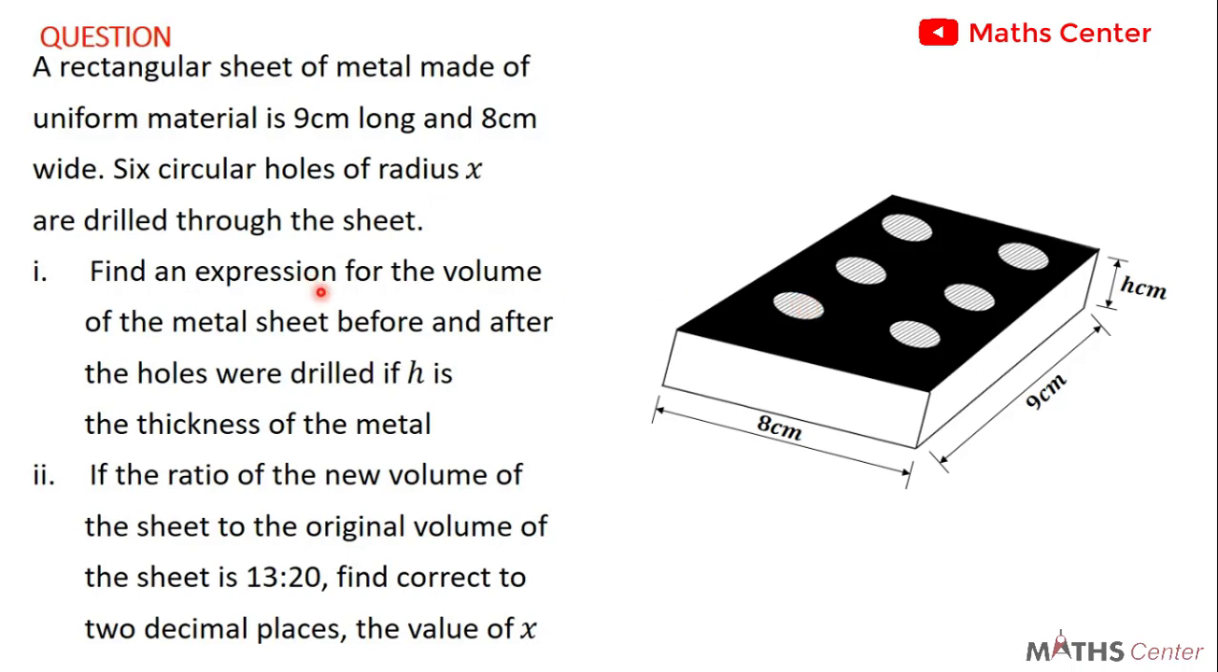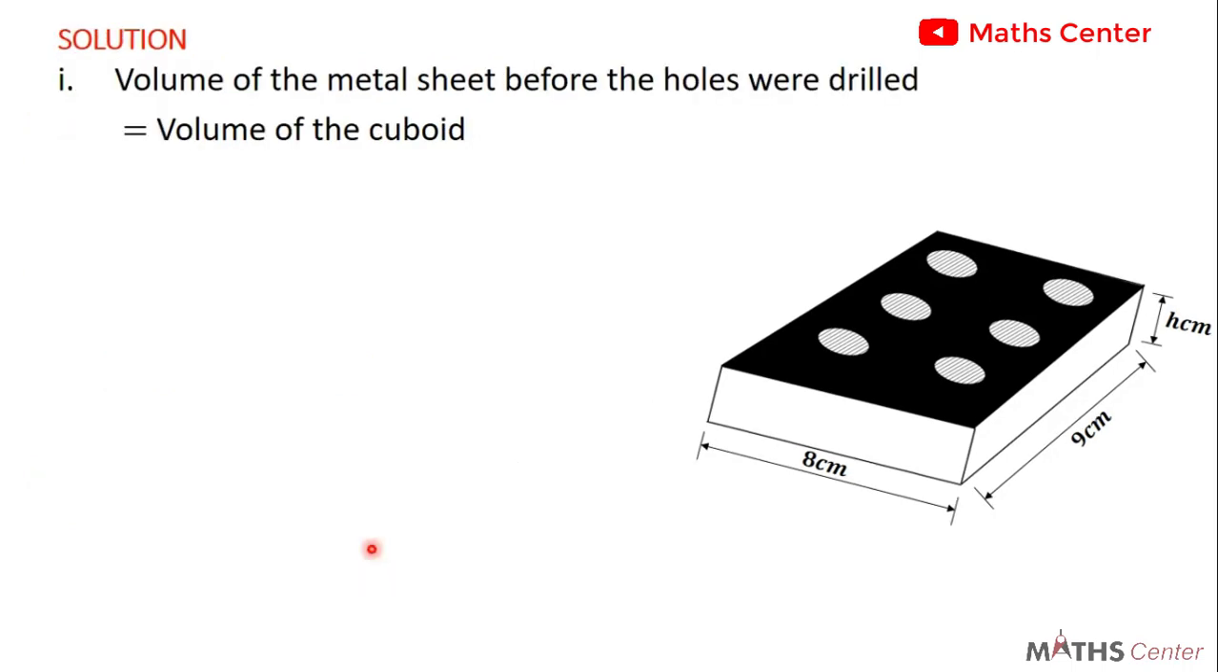The first part of the question says we should find an expression for the volume of the sheet before and after the holes were drilled. And if the ratio of the new volume to the original volume is 13:20, we should find the value of x.